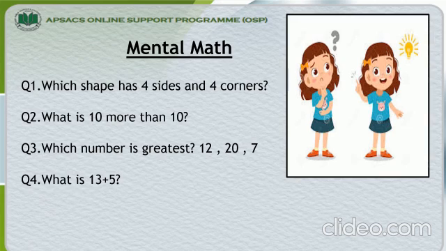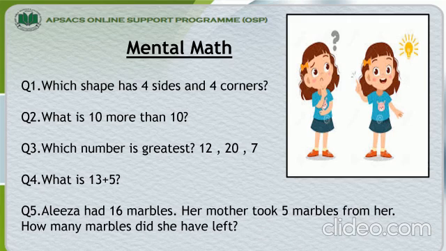Question number 4 is, what is 13 plus 5? Excellent, it's 18. Question number 5 is, Aliza had 16 marbles. Her mother took 5 marbles from her. Now, how many marbles did she have left? Yes, 11 marbles.